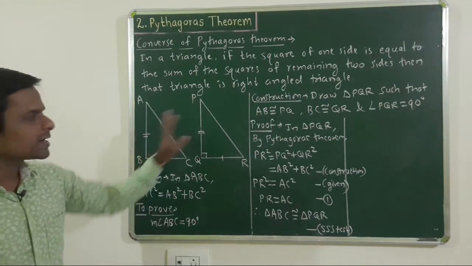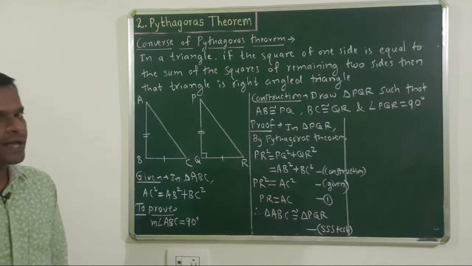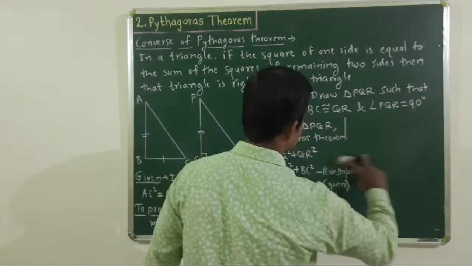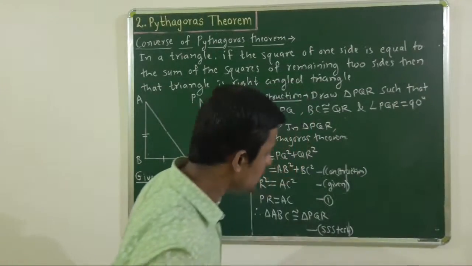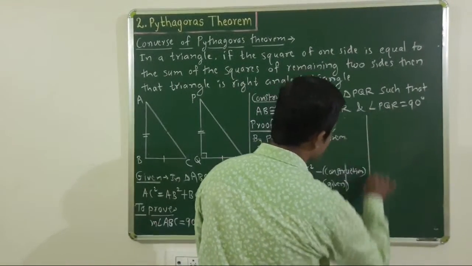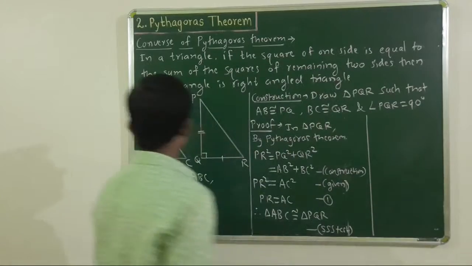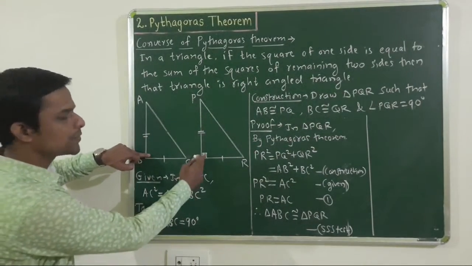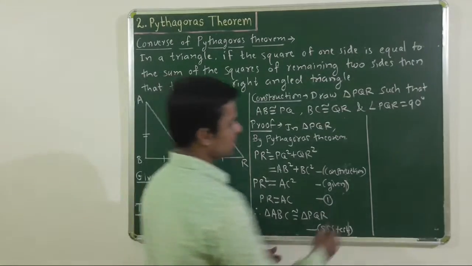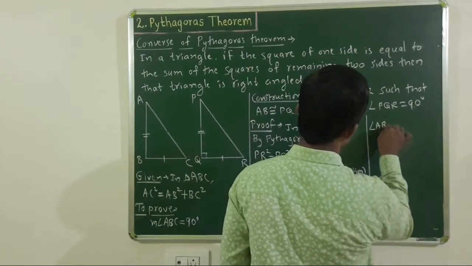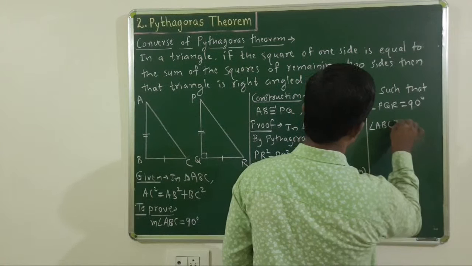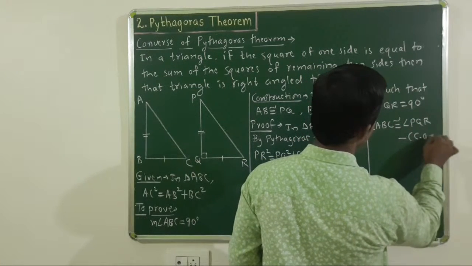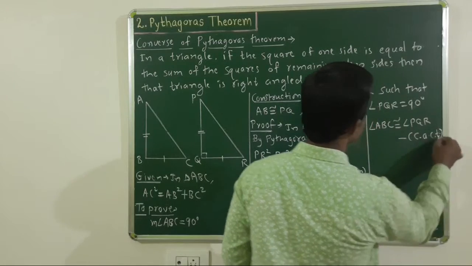Now, since these two triangles are congruent, hence their corresponding angles will be also congruent. But we want only one pair. Hence, angle ABC is congruent to angle PQR. Reason, corresponding angles of congruent triangles.